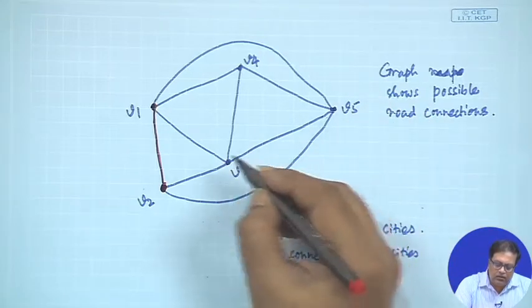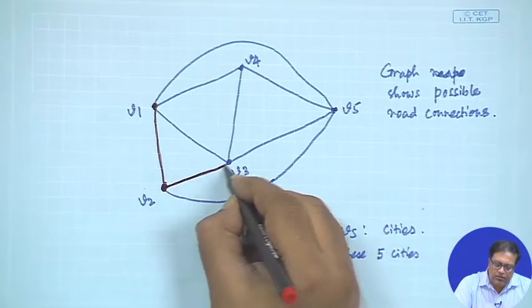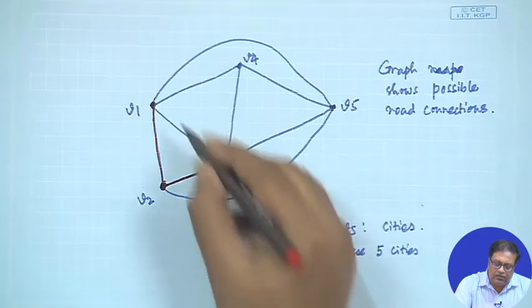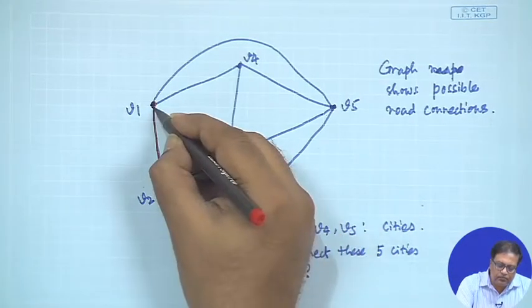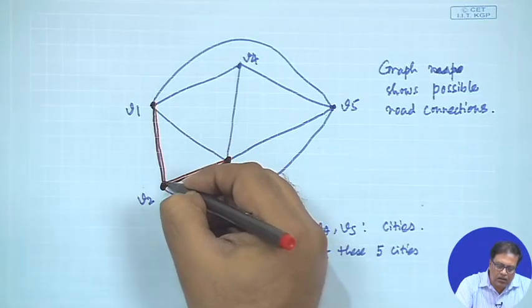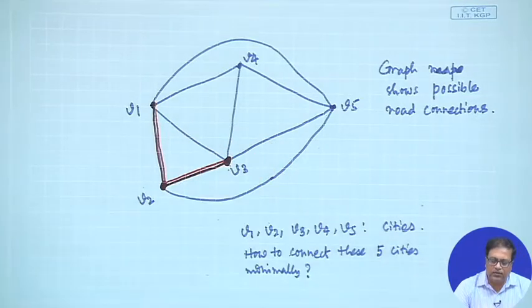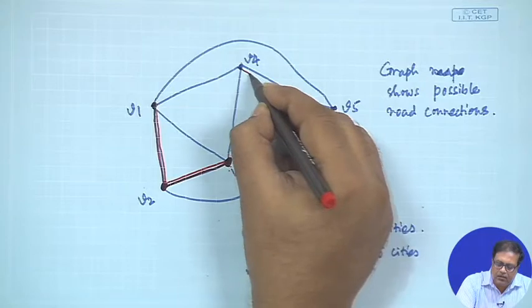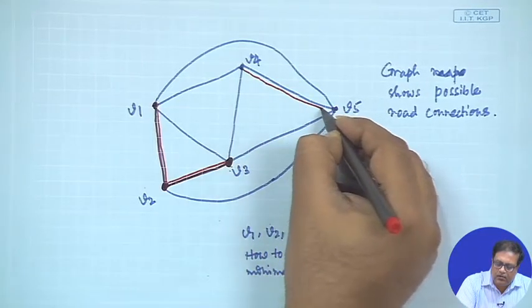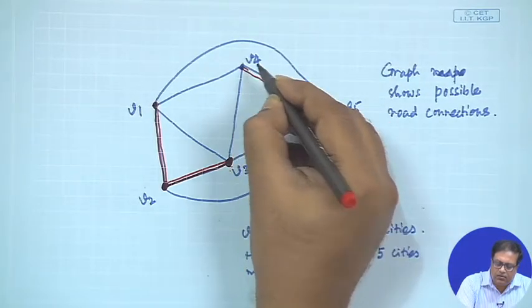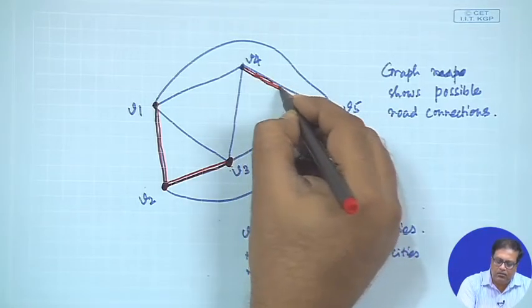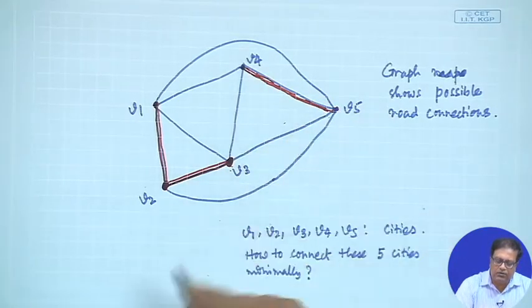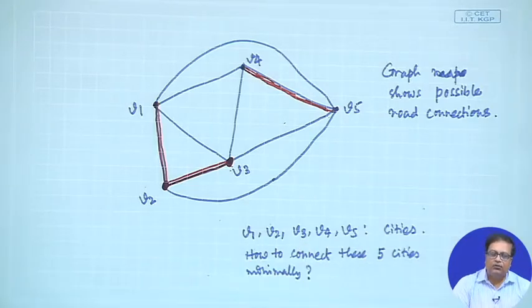Let us also take another road, say V2 to V3. So, 2 roads are chosen, right. Make them double line. 2 roads are chosen. Then perhaps you take V4 and V5. So, this is another road taken, right. So, you see these are the 3 roads chosen. Now, you have only one road to connect.